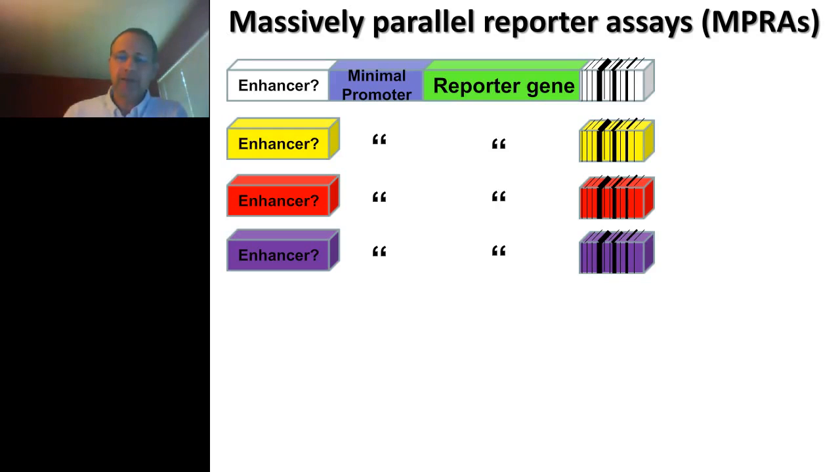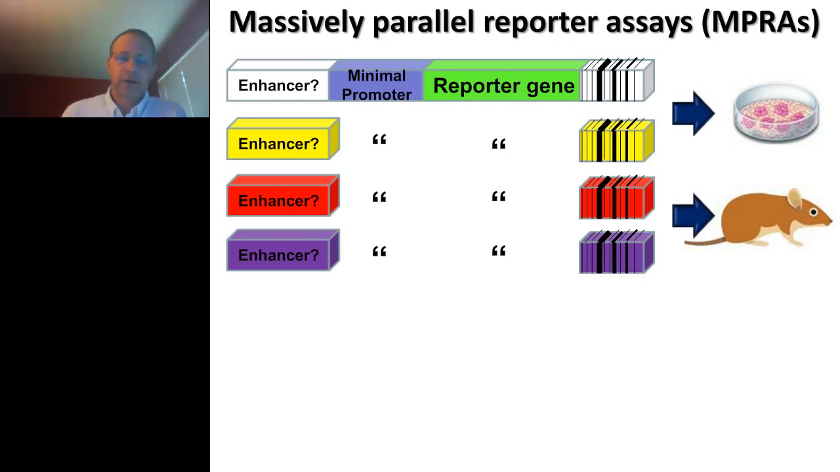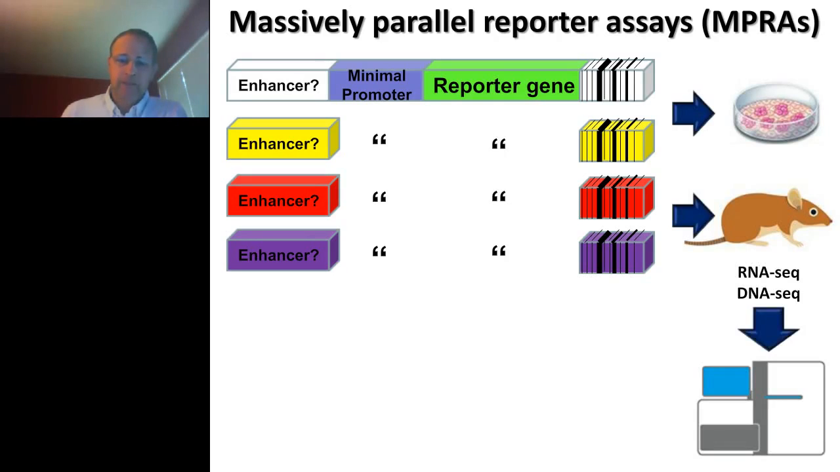We can take this library after we clone it and put it, for example, into cells via transfection or other ways, or into mice, as I'll show you a bit later on, and then sequence both the DNA, to see if things went into the cells or the mouse, and the RNA, to see if they're expressed, which will give us a quantitative readout of whether this enhancer is functional. So the RNA tells us, is it functional? And the DNA tells us, did it go into the cells? If it didn't go into the cells, we can't use it for analysis.